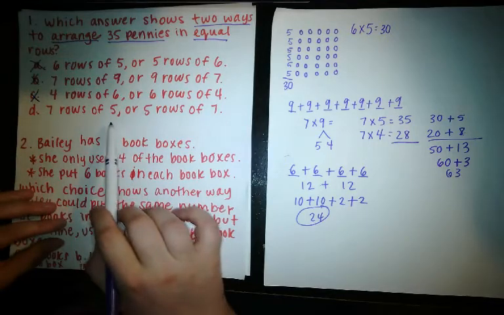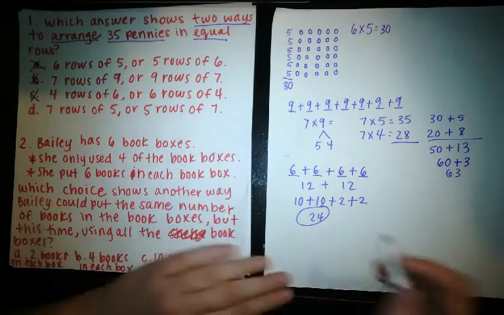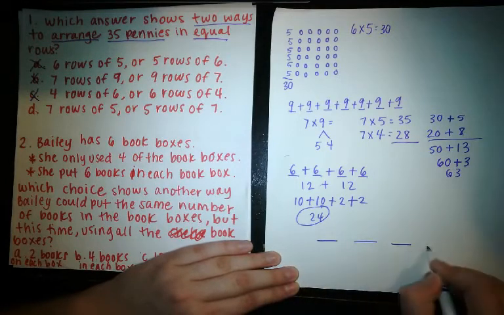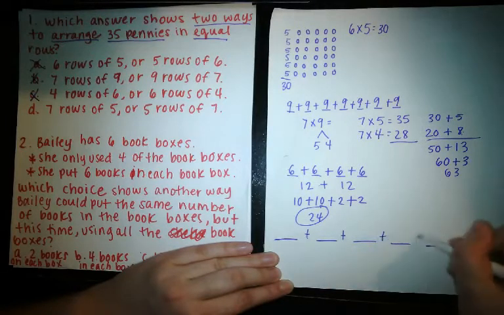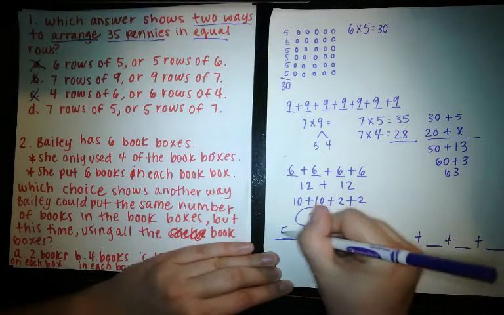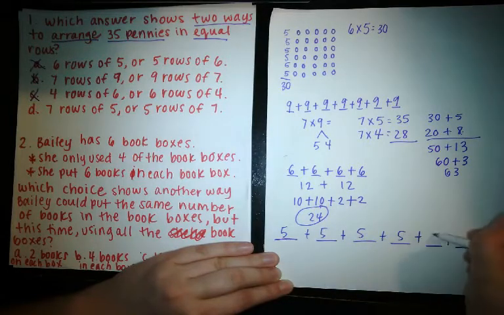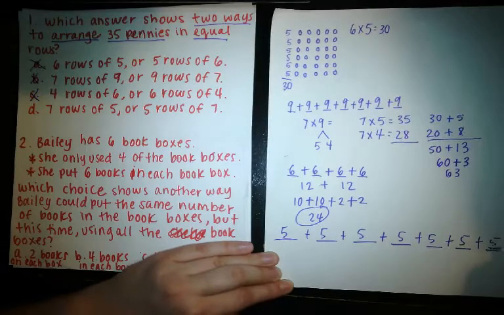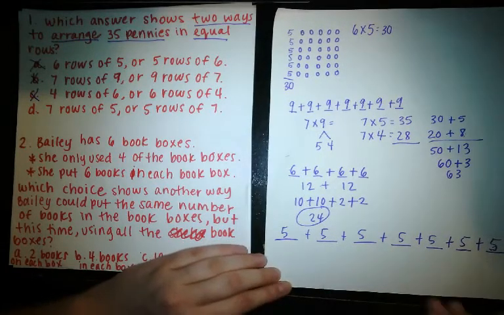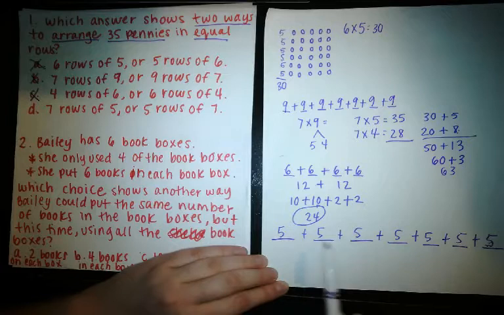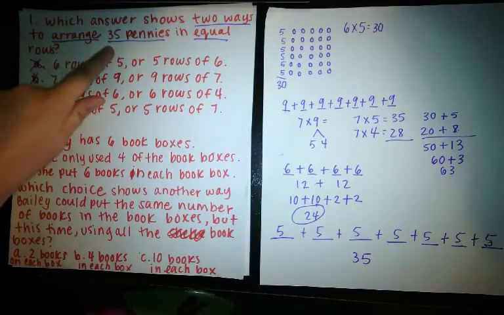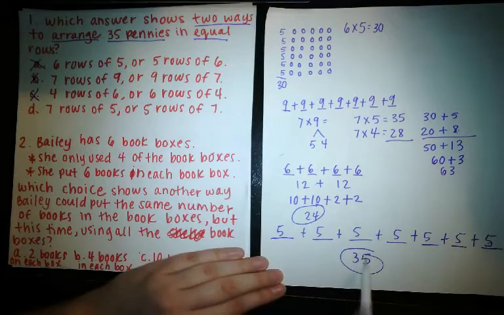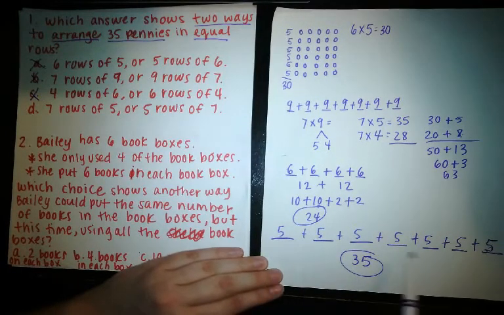7 rows of 5, or 5 rows of 7. So let's try this one. 7 rows. 1, 2, 3, 4, 5, 6, 7. This one should be easy because you can skip count, because we know how to skip count by our 5s. 5, 10, 15, 20, 25, 30, 35. So we know that this is 35. We're looking for 35, so we know that's correct, and they're equal. There's 5 in each row.